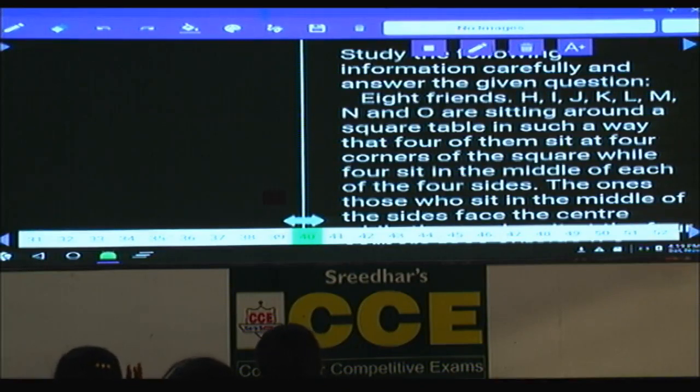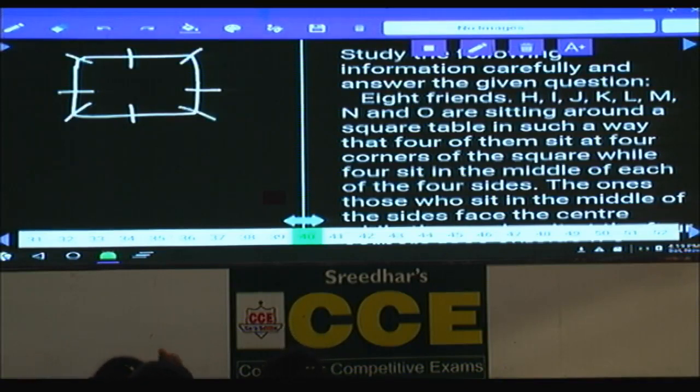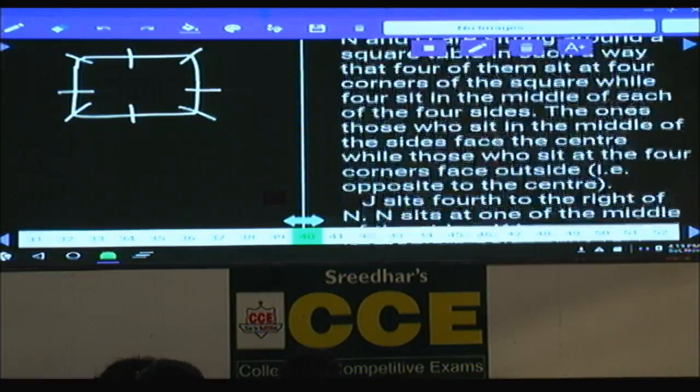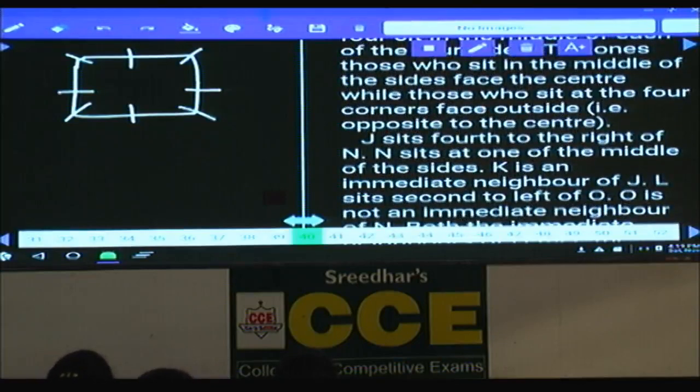first priority. Done? Now in this one, 8 persons are there. These 8 persons: 4 persons are seated at the center of the sides, and another 4 persons are at the corners. Then he will clearly specify the information. What is the information here? Those who sit in the middle of the side are facing the center. Now all these people are facing towards the center. That means these alternate persons are facing the center, and the remaining persons are facing away from the center. Every alternate person faces the same direction, hence that is fixed here. And this is the advantage we have with this one.